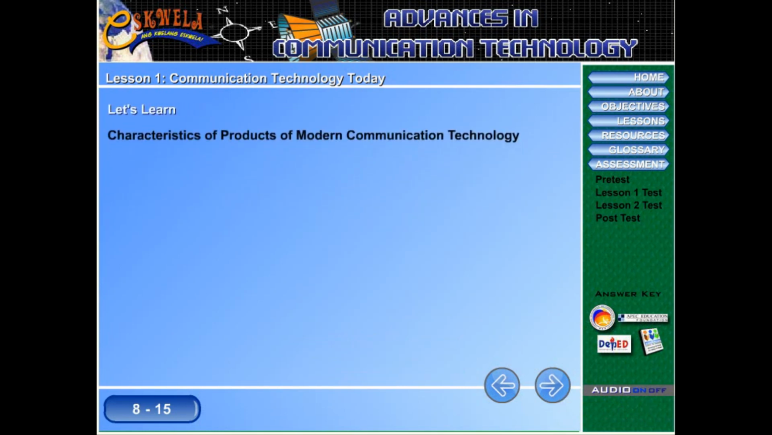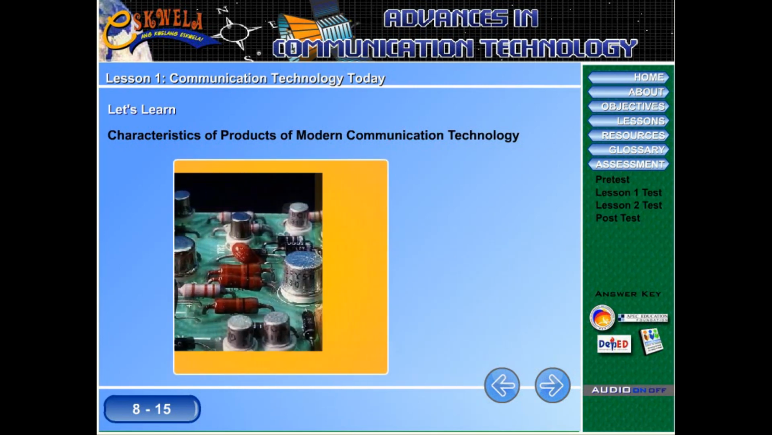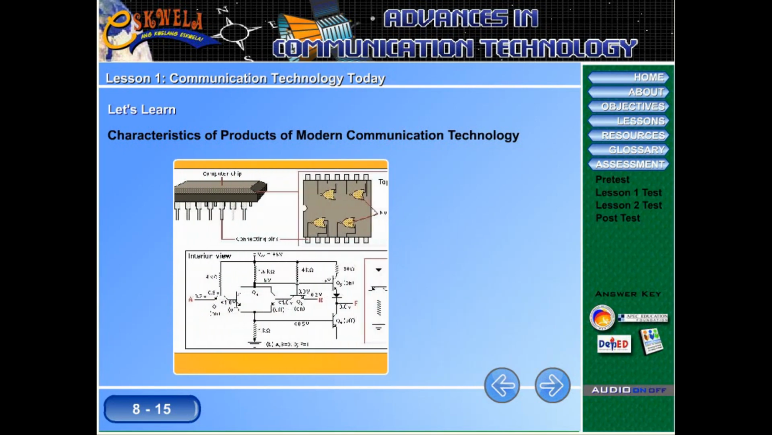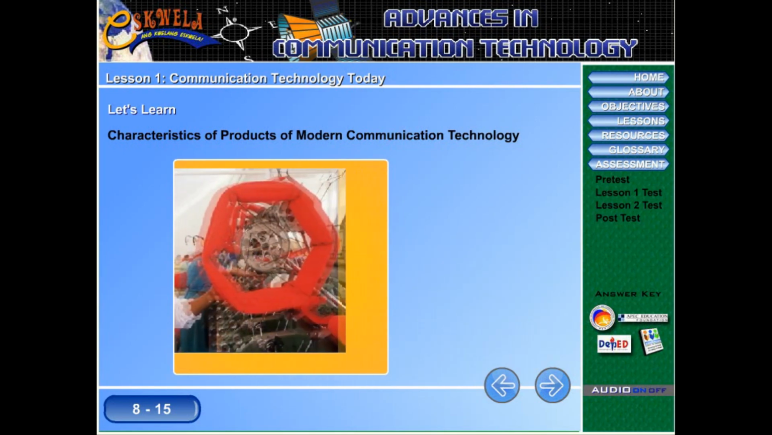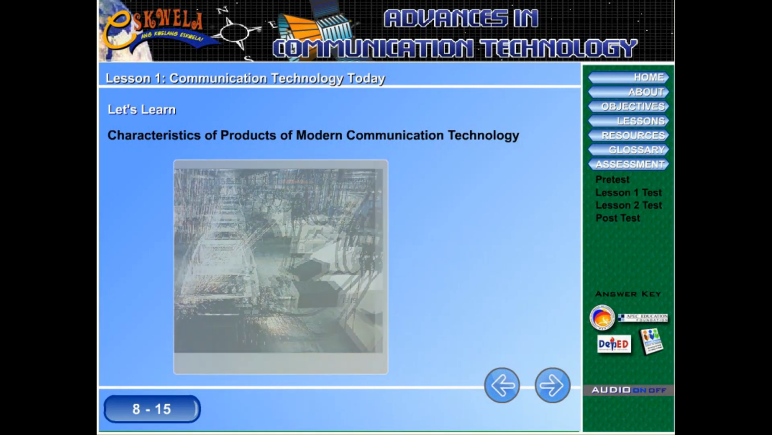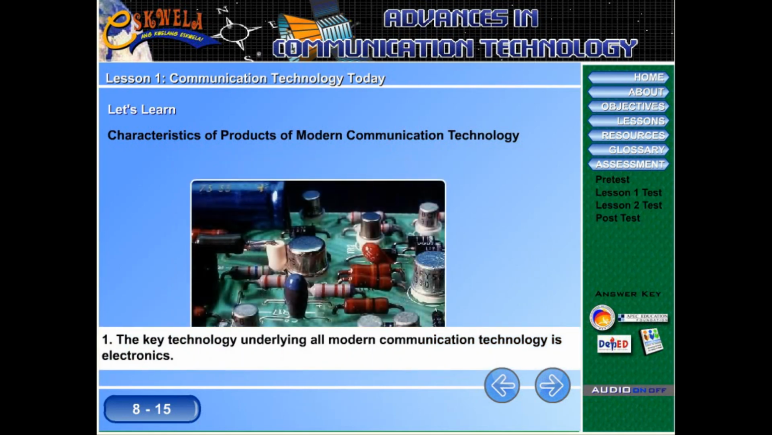Characteristics of products of modern communication technology. Communication technology has made great advances in recent years. Modern communication technology has characteristics that set it apart from past technology. Number 1. The key technology underlying all modern communication technology is electronics.